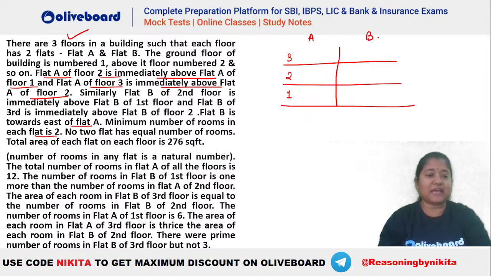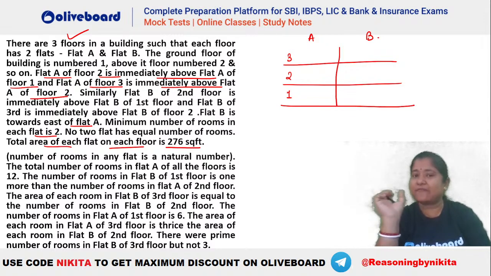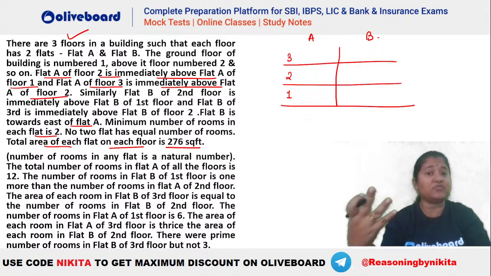Also, it is given that the total area of the flats has to be 276. That means all these 6 flats have a total area of 276. And these 276 have to be divided into a certain number of rooms. We do not know how many rooms the flat has. That we will have to find out. Now, how do we use that? How do we find the number of rooms in here?